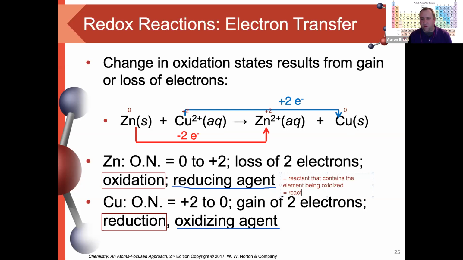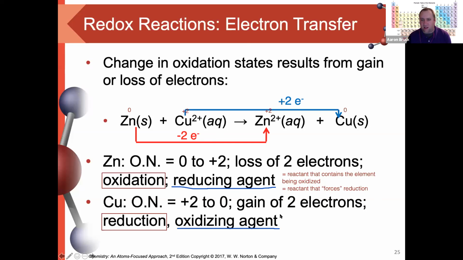In other words, it is the reactant that forces reduction. That's what a reducing agent is. So we can look at it in either of those two ways, in either of those two lights. We're either seeing something that forces reduction, or we can think about it as the reactant that contains the element being oxidized. And so one of the most common mistakes made in this particular realm is assuming that the element itself is the reducing agent or the oxidizing agent.